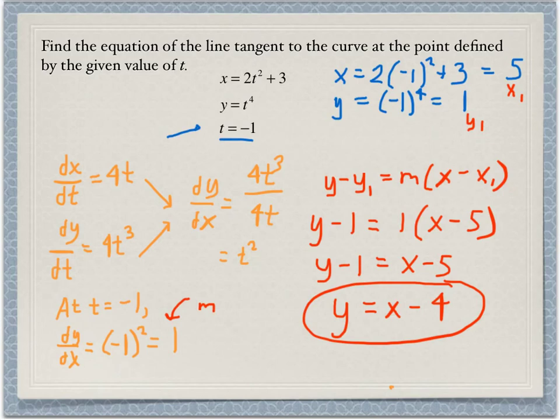So again, what is that? That's an equation of a line that is tangent to a curve at this particular point when t is equal to -1. Again, we've done some stuff like that before. This just adds a wrinkle to it when we have these parametric equations with that extra variable t.